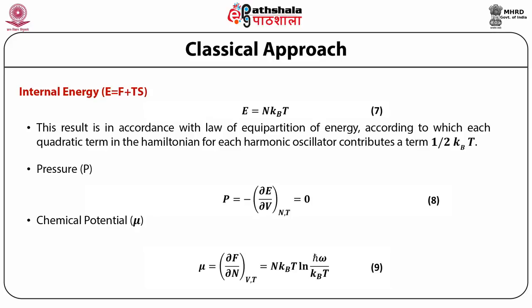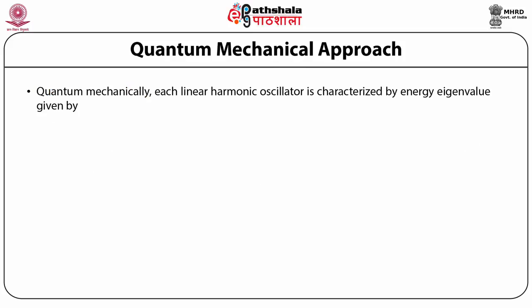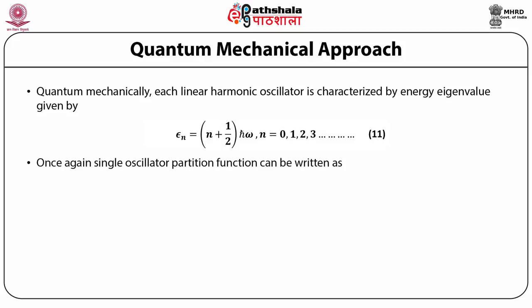Specific heat at constant pressure, which is equal to specific heat at constant volume in this case, can be derived as the partial derivative of E with respect to T at constant N and constant V, which is equal to N kB. Quantum mechanical approach. Quantum mechanically, each linear harmonic oscillator is characterized by the energy eigenvalue epsilon_n equal to (n plus half) h bar omega, where small n goes from 0, 1, 2, 3 up to infinity.